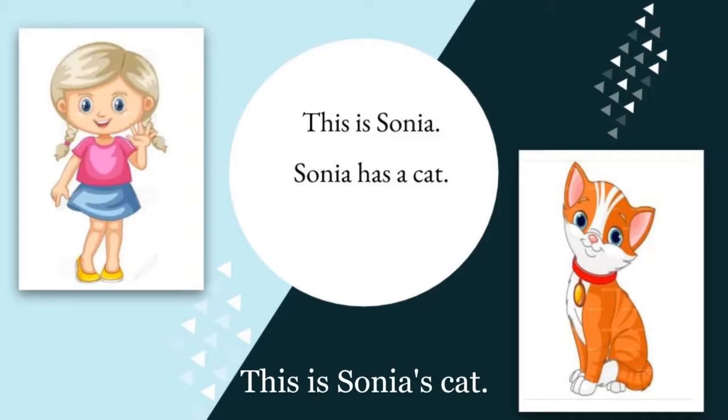Students, look here. This is Sonia. Sonia has a cat. Sonia has one cat. This is Sonia's cat. How many nouns are here? Two nouns. One is Sonia and another one is cat. This is Sonia's cat. That means the cat belongs to Sonia. It shows possession. So, that's why we have put an apostrophe s after Sonia to show possession.